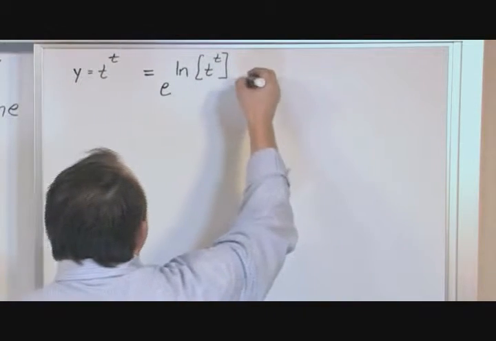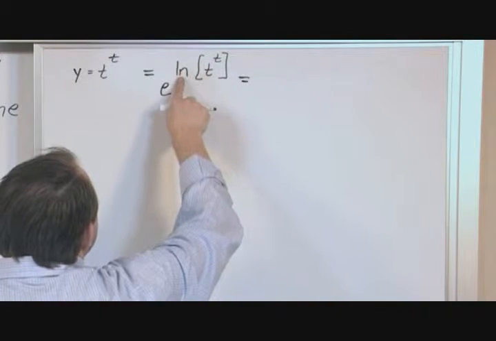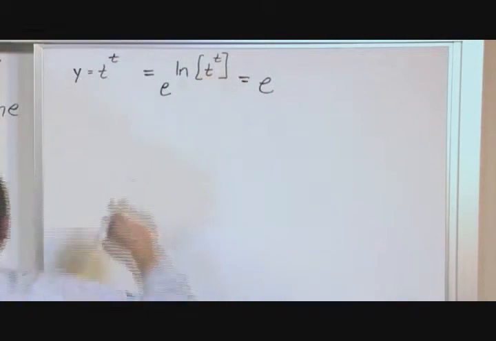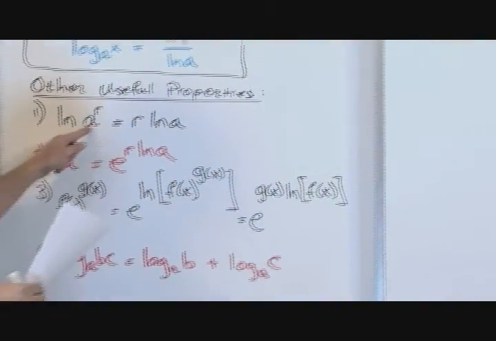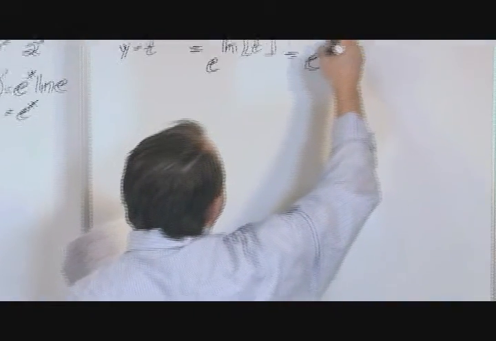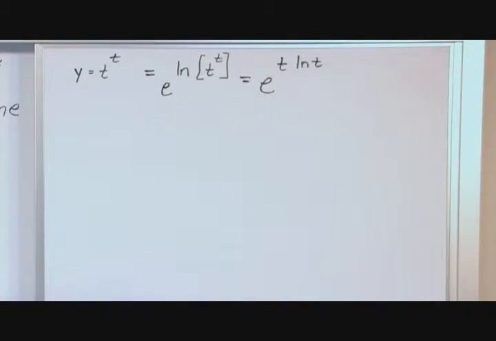And also, in the exponent up here at the top, I have natural log of t to the power of t. Well, I have a power inside of a natural log. I can pull the power out in front. So what I'm going to really have up here is t times the natural log of t, which is really what I'm trying to write here.